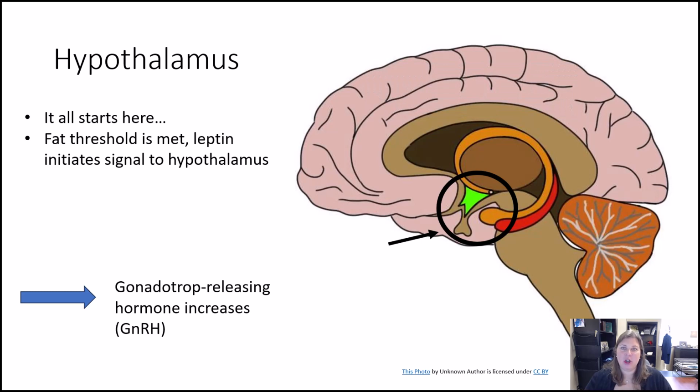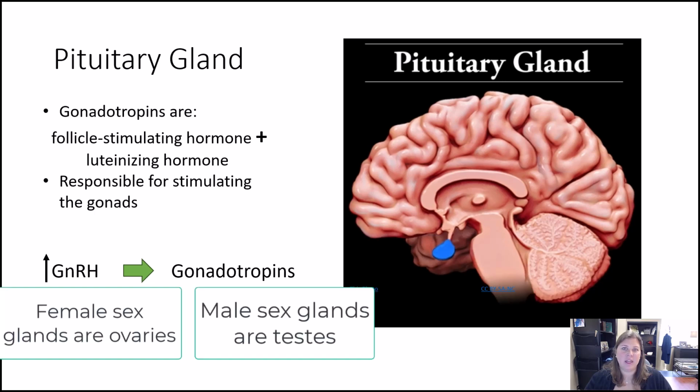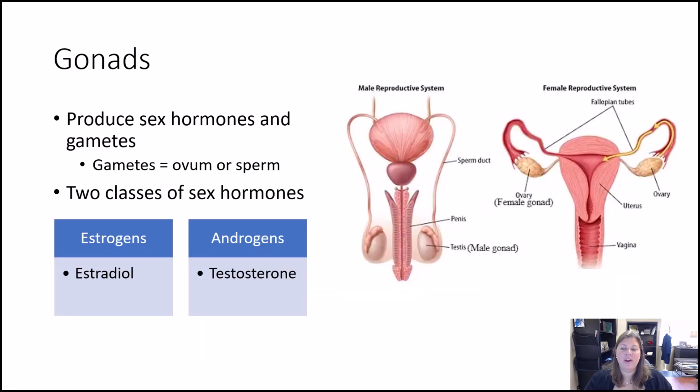Back to the increased production of GnRH. The increase in GnRH in turn affects the pituitary gland, which releases gonadotropins. The 2 types of gonadotropins are FSH, or follicle-stimulating hormone, and LH, luteinizing hormone, both of which stimulate the gonads, or sex glands. For females, sex glands are ovaries, and for males, they are testes. The gonads produce various sex hormones and gametes, or ovum and sperm.